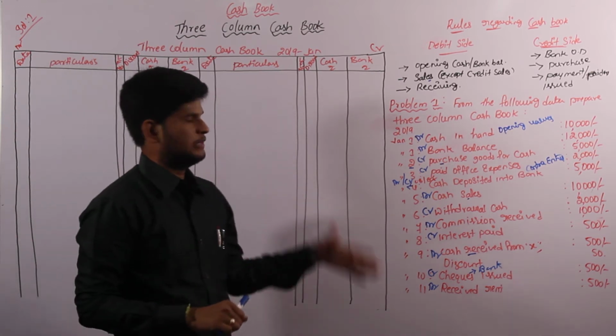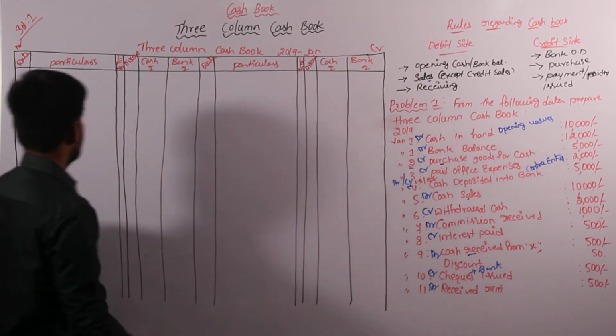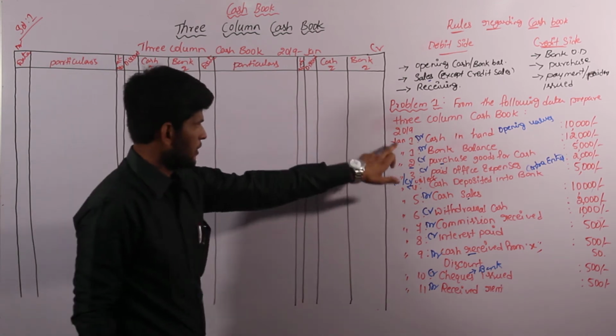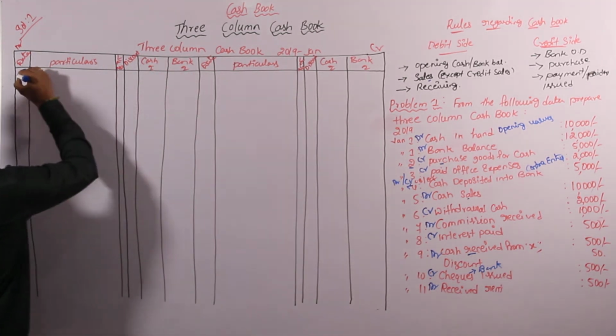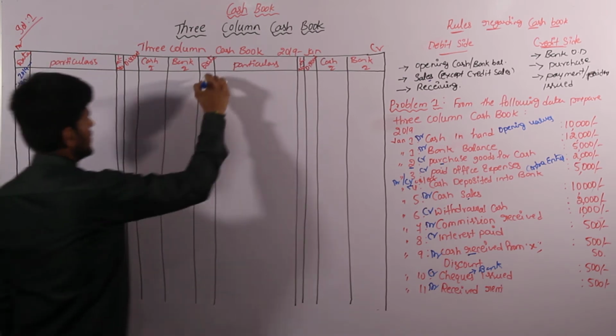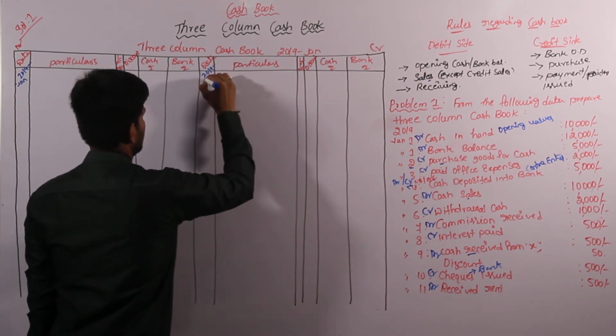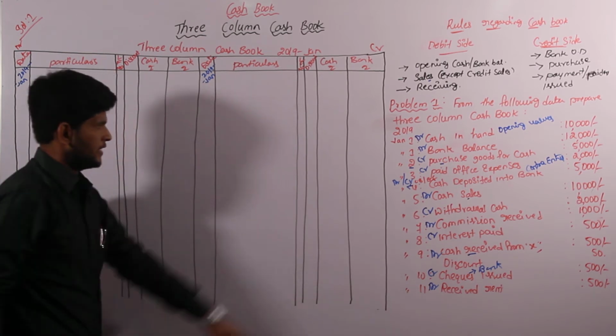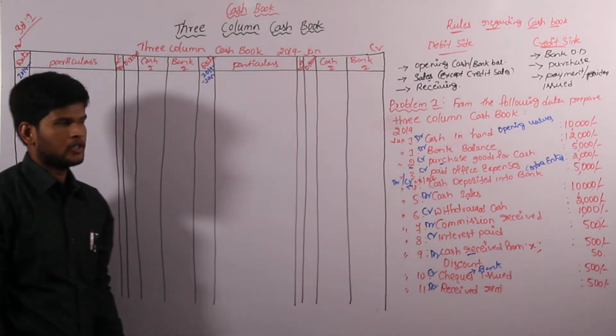Now I am starting the problem: how to enter the transaction into the 3-column cash book along with the cash values, bank values as well as discount values. The year is similar, the month is similar. So on the debit side we have to mention year as well as month. On the credit side also we have to write year as well as month, because in the same year and the same month we have a lot of transactions.